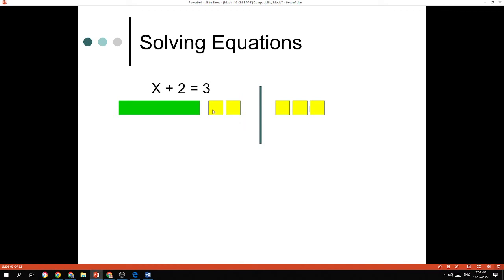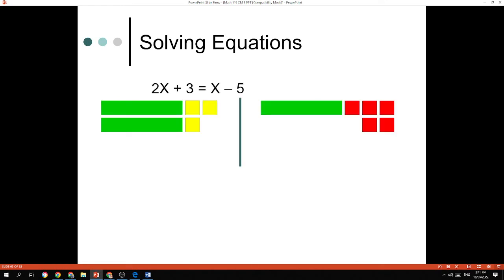So how do I eliminate this one? I'll be adding 2 red squares here and 2 red squares so that I have a 0 pair. So, it gets removed. The answer is x is equal to 1. So this will be the answer for this equation.